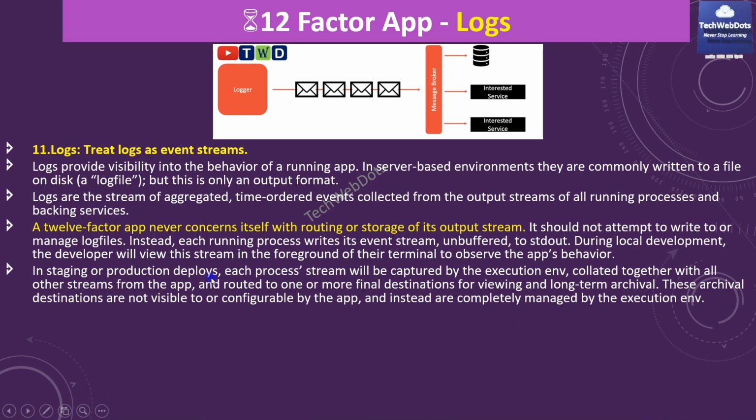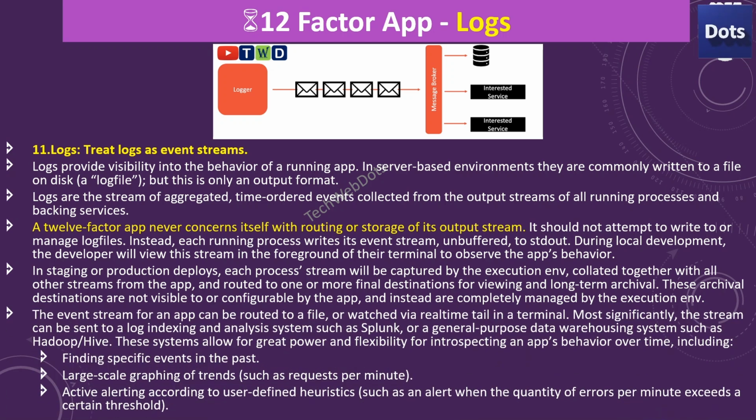But in a staging or production deploy, each process stream will be captured by the execution environment, collated together with all other streams from the application, and routed to one or more final destinations for viewing and long-term archival. These archival destinations are not visible to or configurable by the application, and instead are completely managed by the execution environment, right? So this is what you need to understand: where it will be managed and how it will be managed.